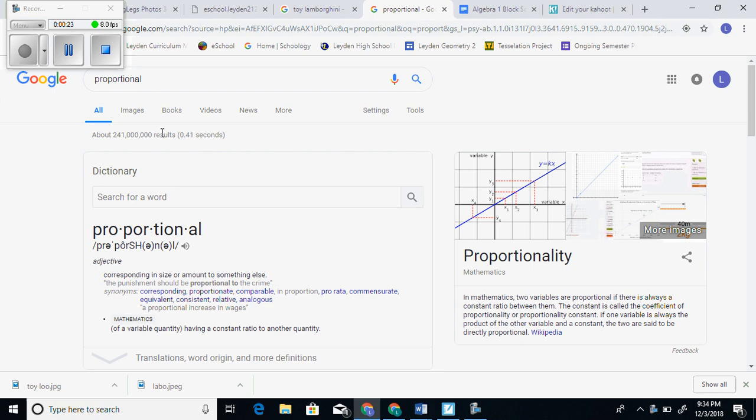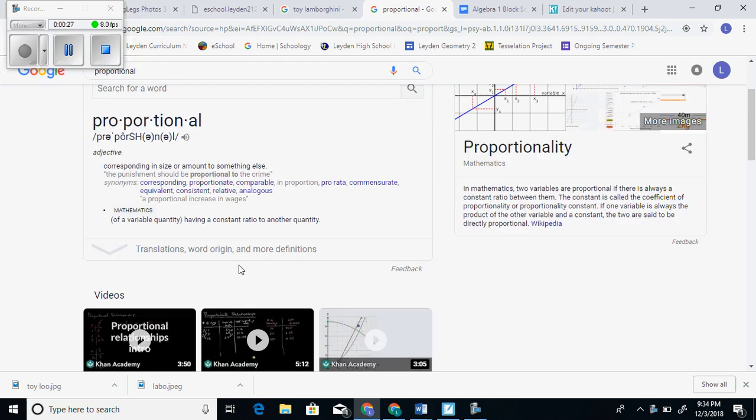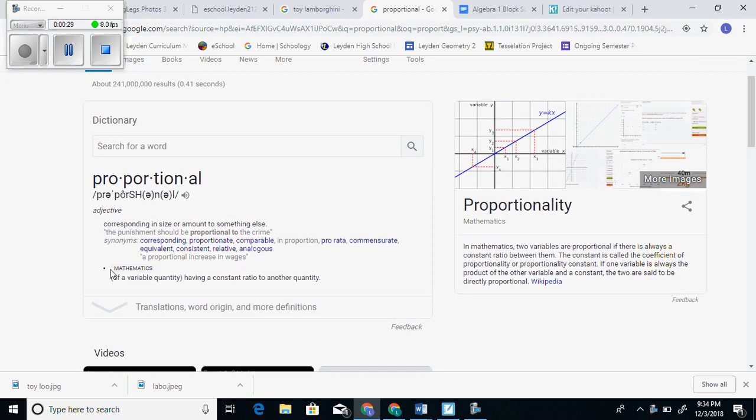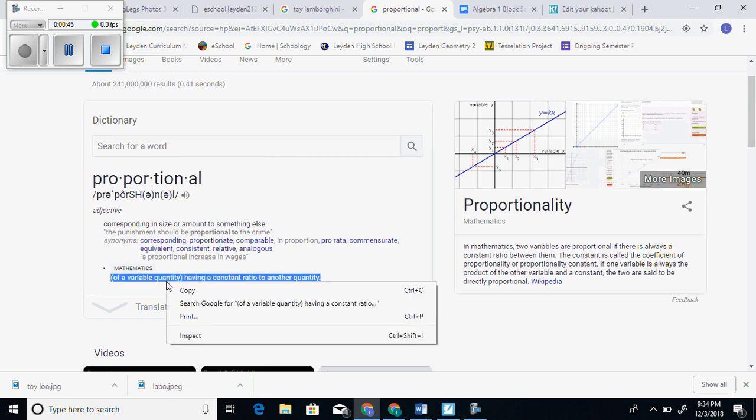Here it says proportional. I just Googled proportional, right? And Google has a ton of information. They even give me a little math definition down here. It says corresponding in size or amount to something else. And then it also says having a constant ratio to another quantity. So I'm going to actually take the math definition here. Having a constant ratio to another quantity.